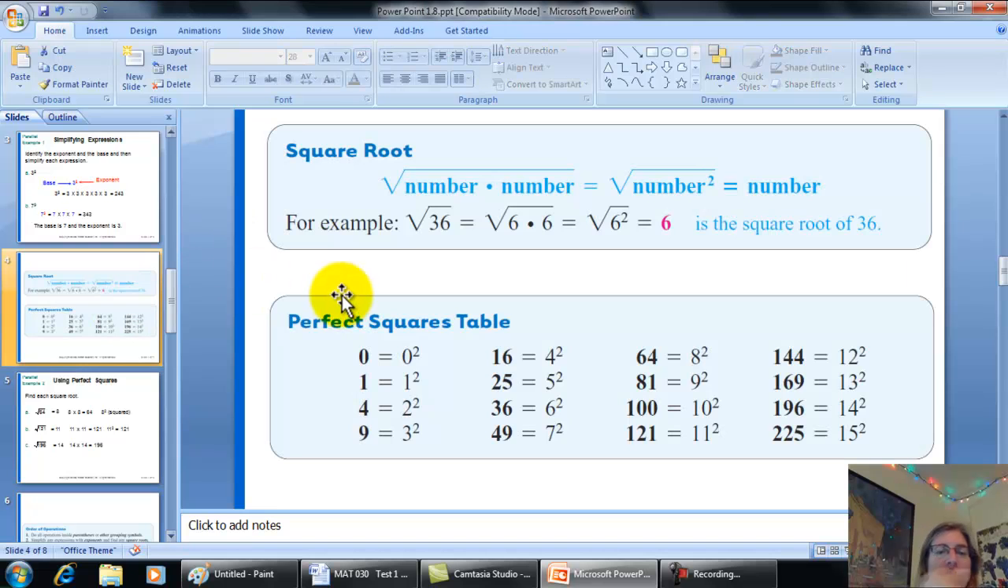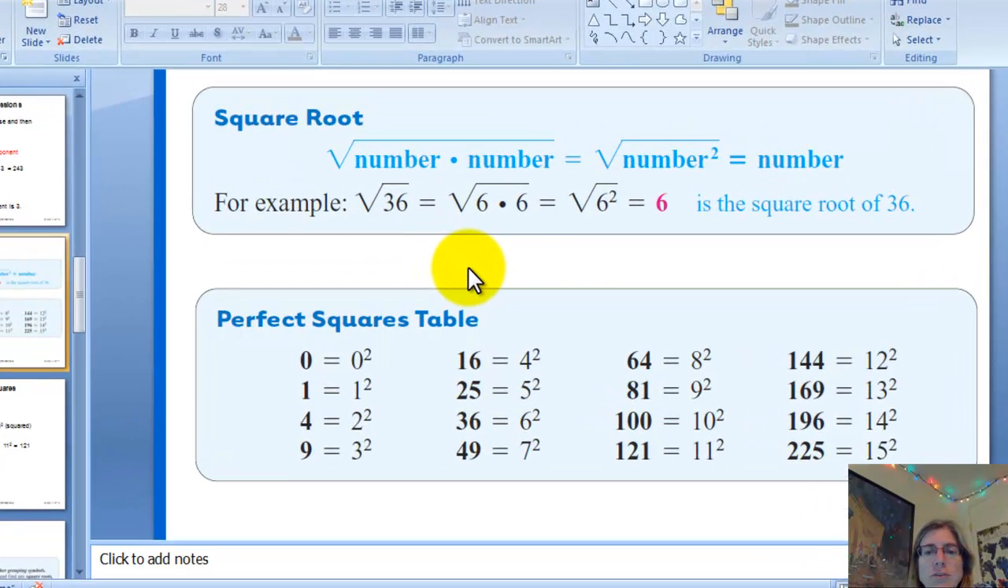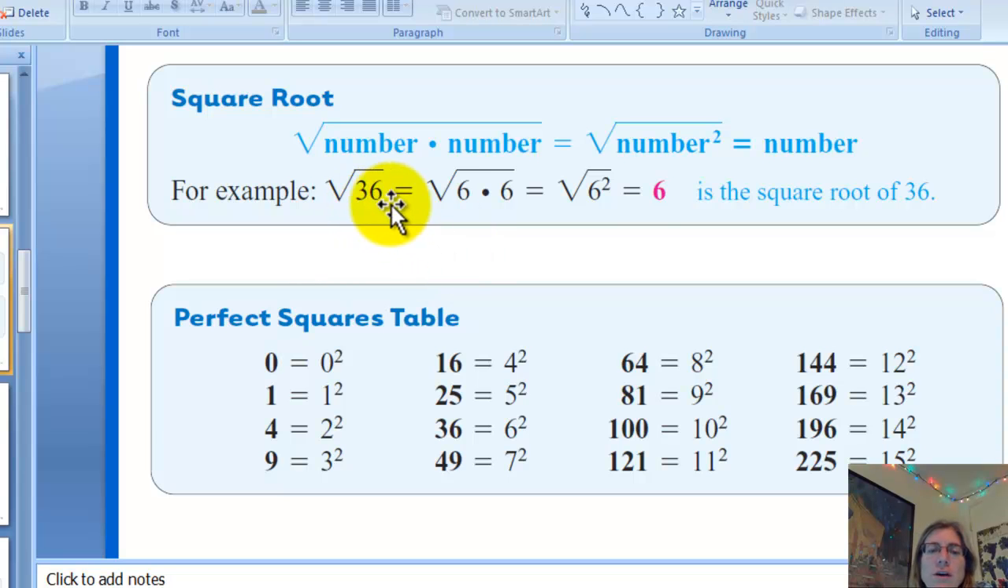Now, they have this table, and I can upload this table as a tool in the content of the D2L page. And they show you this other way of looking at it up here. First of all, they're giving you a table of perfect squares. So 11 times 11 is 121. We saw that in our previous example. 8 times 8 is 64. And this happens to be the problem that we're looking at on the test review. So if 9 squared equals 81, then therefore the square root of 81 equals 9.